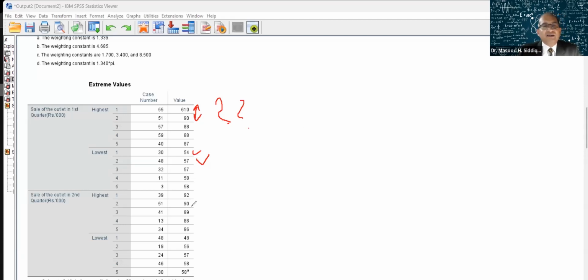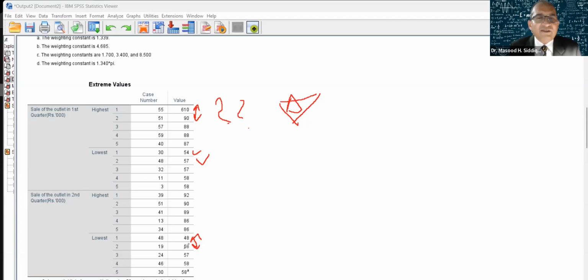Now in the second quarter, we have values. The highest value is 92. Then we have 99, 89, right? Not much of a difference. So outliers are not there, right? But when we come to the lower side, the minimum value is 48. The next minimum value is 56. So there is a gap, right? Now, if we consider this gap, 610 and 90, this gap appears to be huge. Since this gap appears to be huge, we can take this gap as an extreme value.